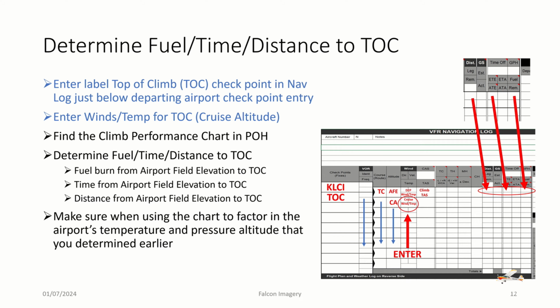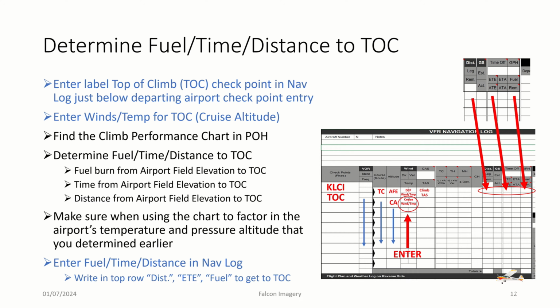Make sure when using the chart to factor in the airport's temperature and pressure altitude that you determined earlier. Enter the fuel, time, and distance information into the nav log where you see distance, estimated time en route, and fuel burn.